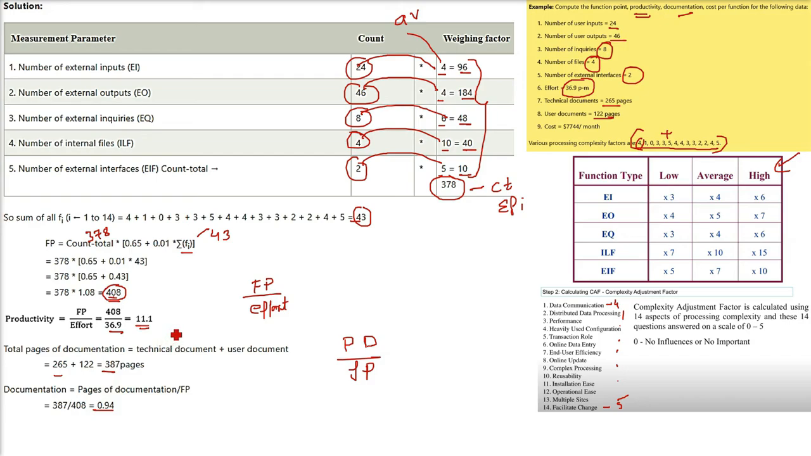Now coming to the cost per function. This is simply computed by cost divided by the productivity. So the total cost given is $7,744 per month, divided by the productivity 11.1, which we already computed. That is the first thing we computed. So that will be $700. This is how we compute the function metrics.